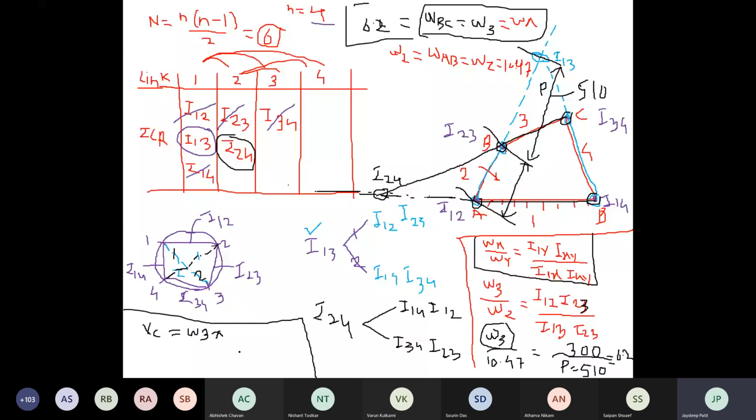Now C rotates with respect to which point? The ICR of C, or the ICR of the third link, is? I13. Correct. I13 means you have to take down which distance here? I13 to C. Correct. You have to take down this distance in meter. Omega 3 is known here, 6.28, and find out the velocity of C. Got it, all of you?